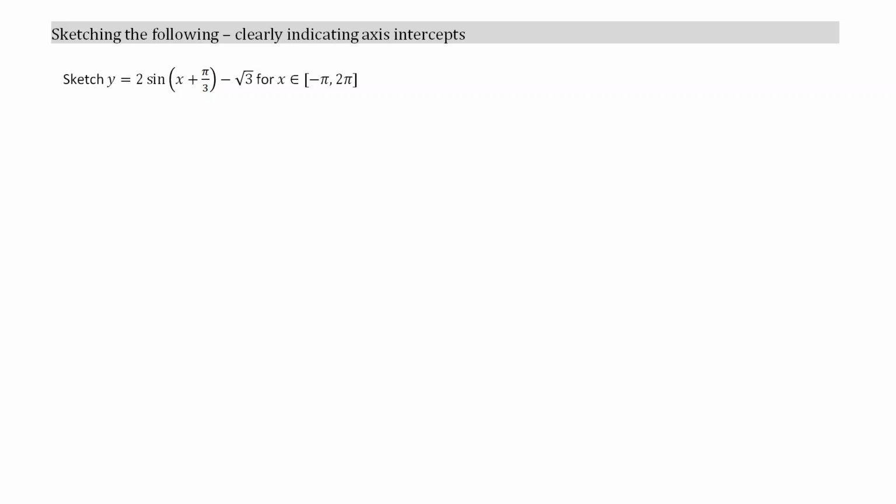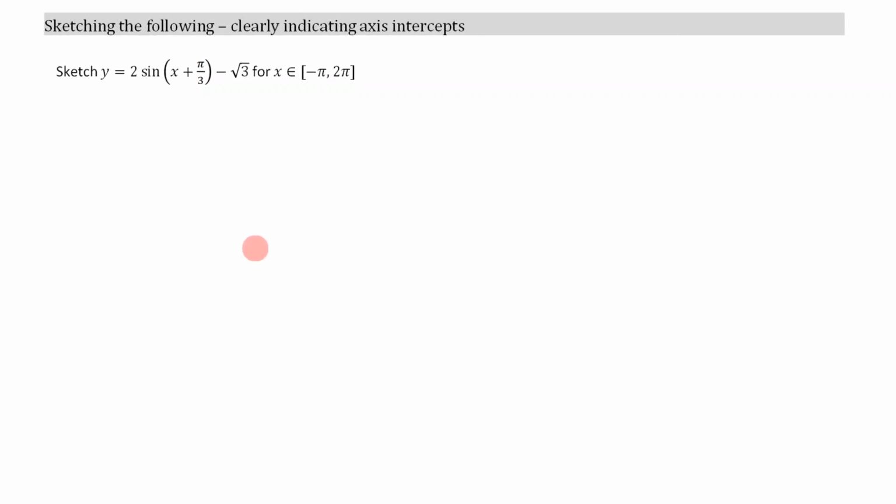We are going to answer this question before us. It's saying sketch y is equal to 2 sine of (x plus pi on 3) minus the square root of 3, for x an element of negative pi to 2 pi. What makes this interesting is that we have both a horizontal translation and a vertical translation.